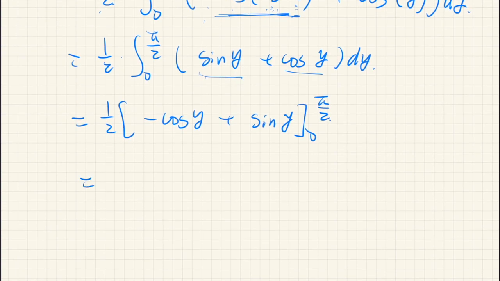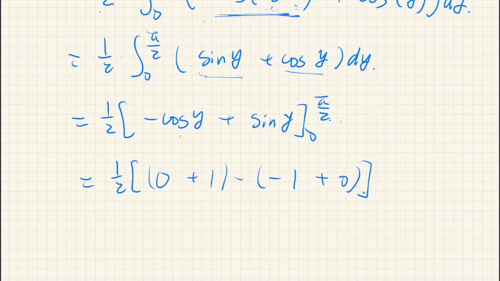And that should be, let's see, that's 0, and that's 1. And cosine 0 is 1, and sine 0 is 0. So that's negative 1, so that's 2, so this is equal to 1. Okay, that's it.